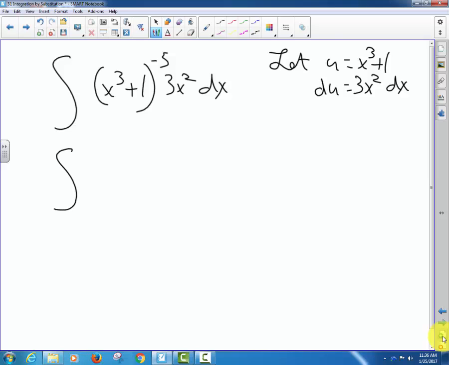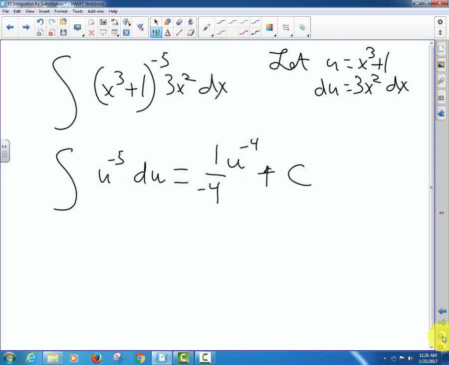So x cubed plus 1, I'm going to put u in to the negative 5 power. I keep the negative 5 power because I didn't have it over here anywhere. 3x squared dx, that's what I've got here, so I can just replace that with du. That looks like a straight power rule to integrate, doesn't it? So it's going to be u to the what power when I integrate? Negative 4. So I'm going to divide by that same power plus c.